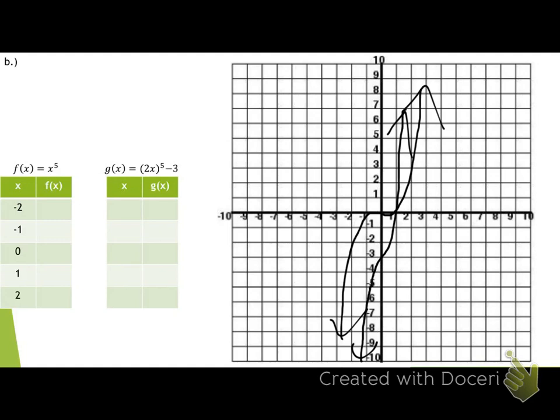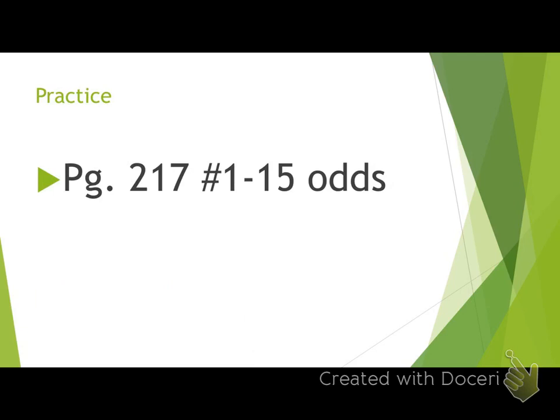Questions? Here we go. Here's your assignment. Page 217, 1 through 15 odds. It goes 1, 3, 5, 7, 9, 11, 13, 15. It's 8 problems. It's not bad.